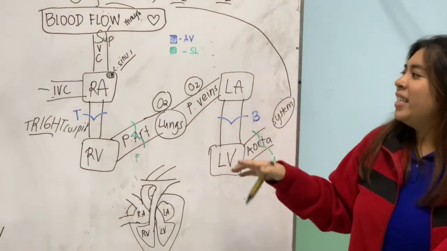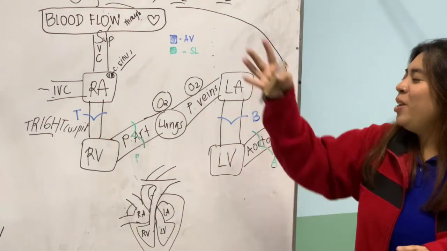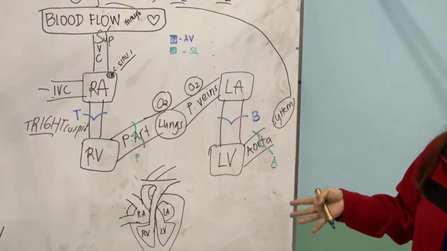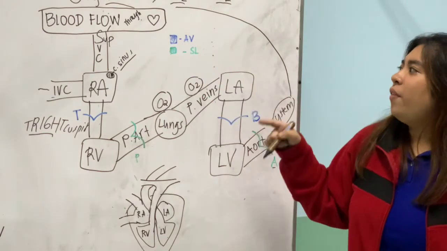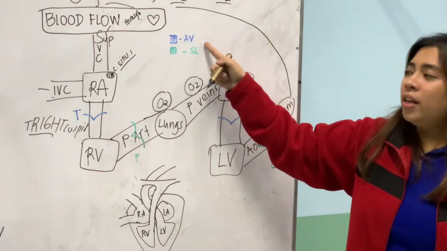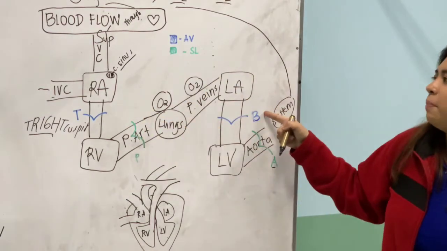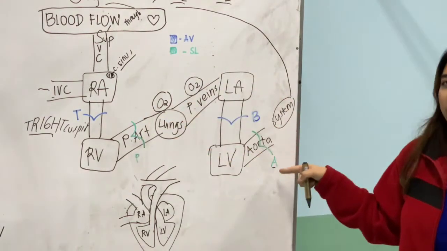So for reference, here is a diagram for easy visualization and remembering. The blue valves are considered atrioventricular and the green valves are semilunar. So the AV valves are tricuspid and bicuspid, and the semilunar are pulmonic and aortic.